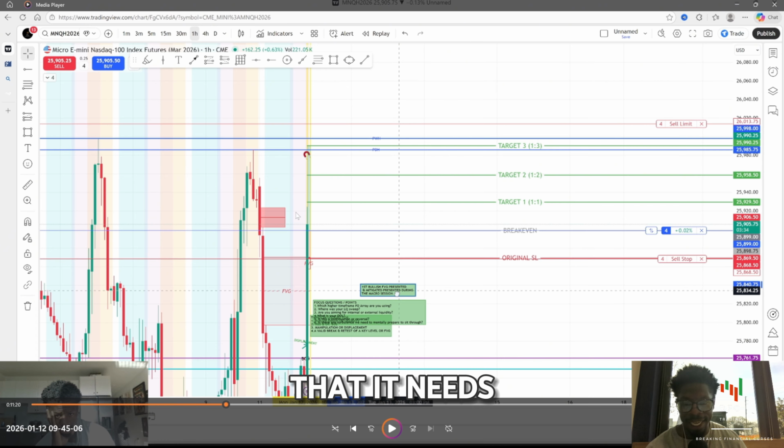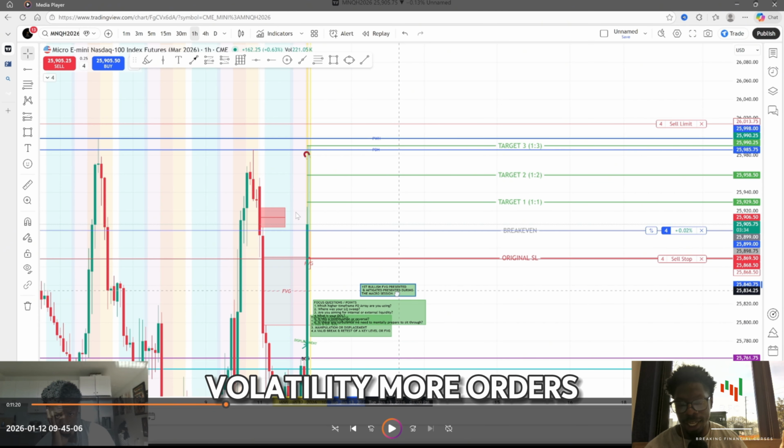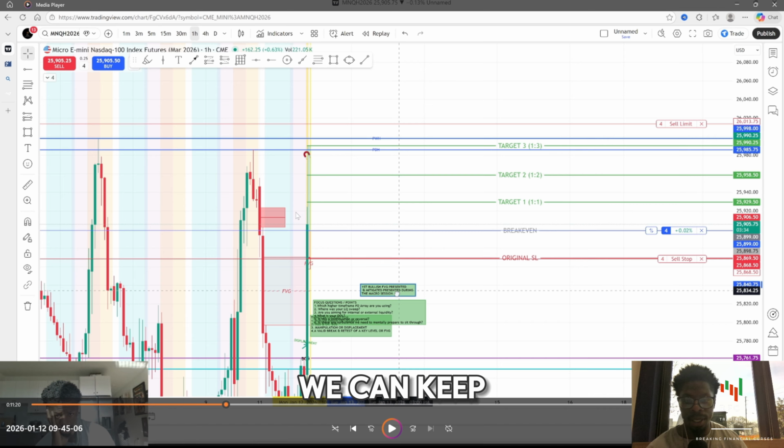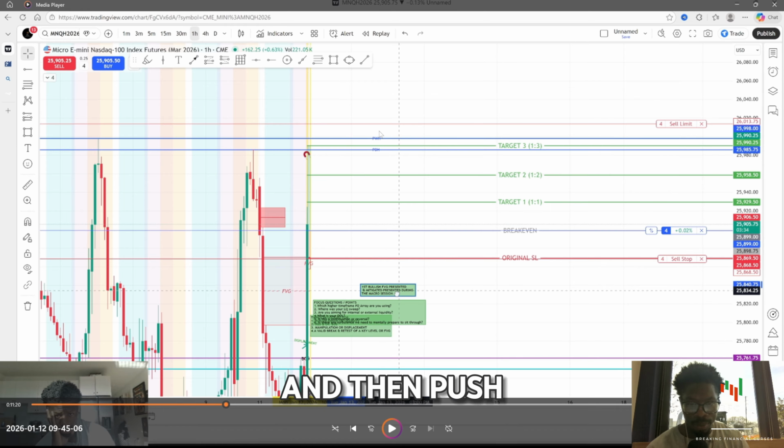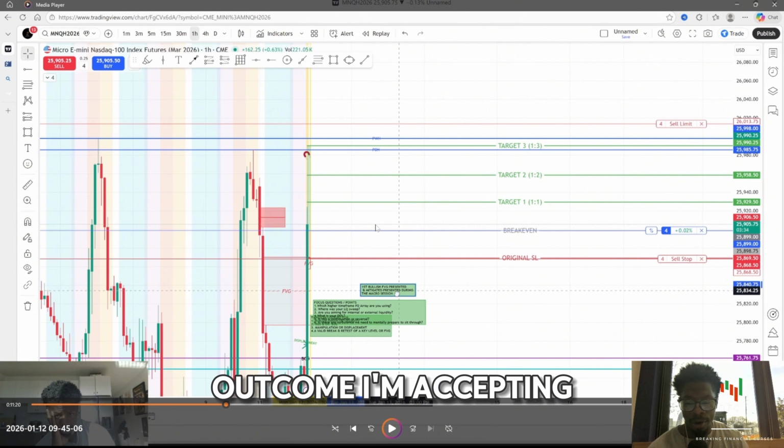It just means that it needs to get more power, volatility, more orders, of course, just so we can keep it in terms where we understand the market needs a catalyst. It needs something that can catapult it all the way up here. And once it comes to this hourly bearish fair value gap, I understand this is a good place for price to retrace and gravitate towards some more internal liquidity and then push us all the way up here. So I'm already seeing that, okay, cool, I'm accepting my outcome.